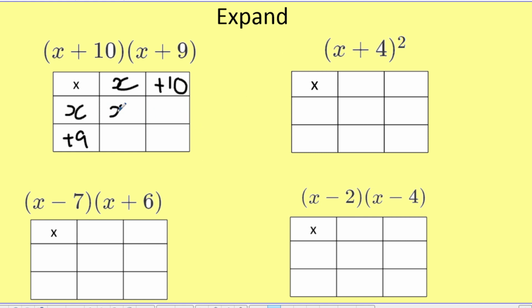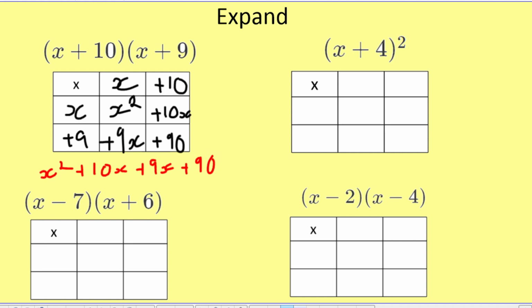So x times x is x squared. x times 10 is plus 10x. x times 9 is plus 9x, and 9 times 10 is plus 90. Okay, so now I've got all my values expanded. I need to write them down again and then simplify them. So I've got x squared plus 10x plus 9x plus 90. And what we can see is, actually, we can simplify this even further because we've got 9x and 10x in the middle there. So I can further simplify this to x squared plus 19x plus 90. And that would be my final answer.